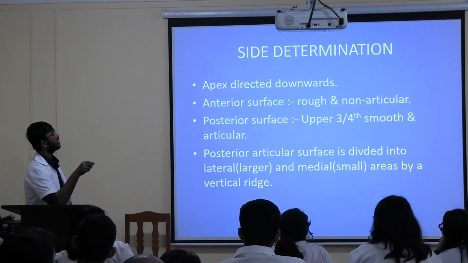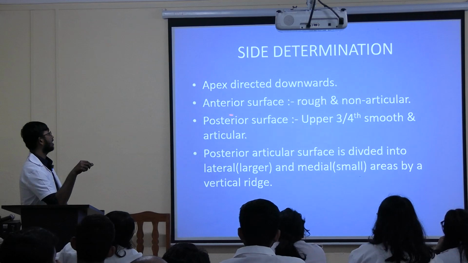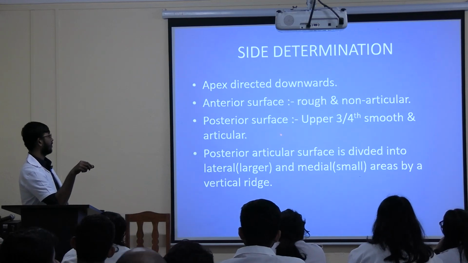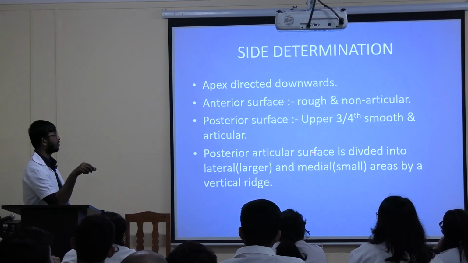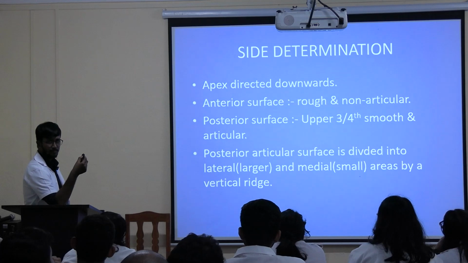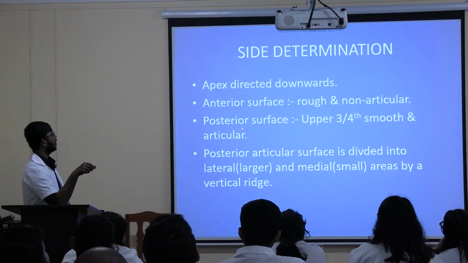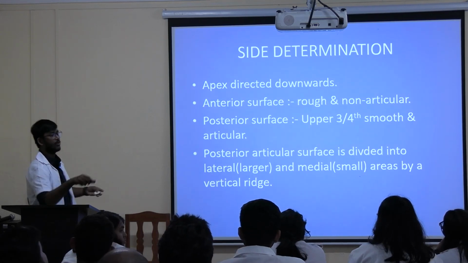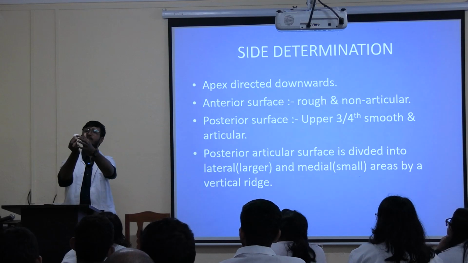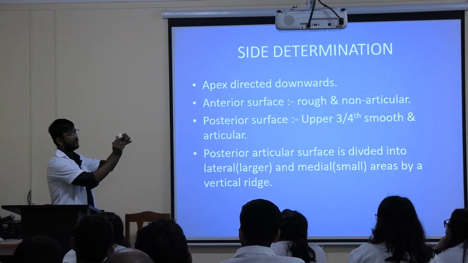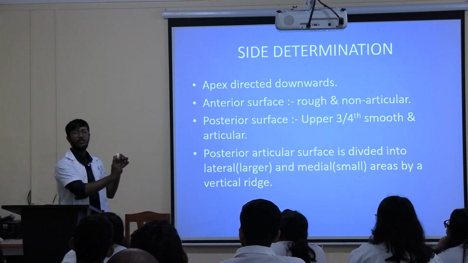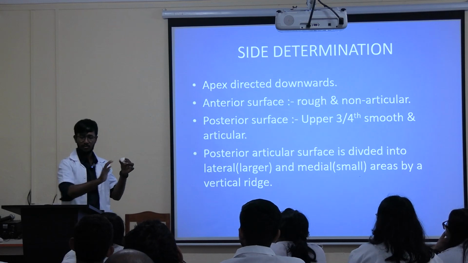So side determination: the apex is directed downwards. There is an anterior surface and a posterior surface. Simple. Borders are also two, superior border and inferior border. The anterior surface is rough and non-articular. You can easily identify the anterior surface. Non-articular means it articulates with no bone.